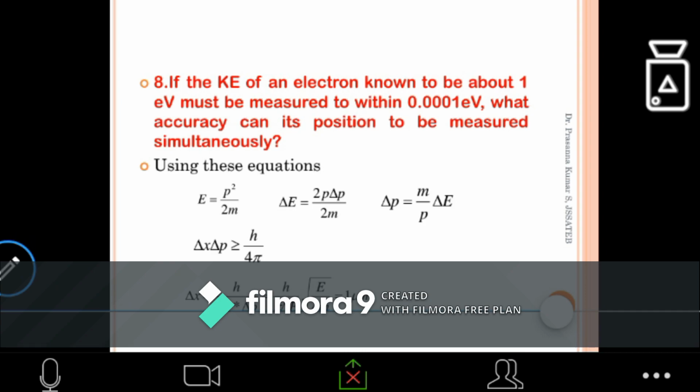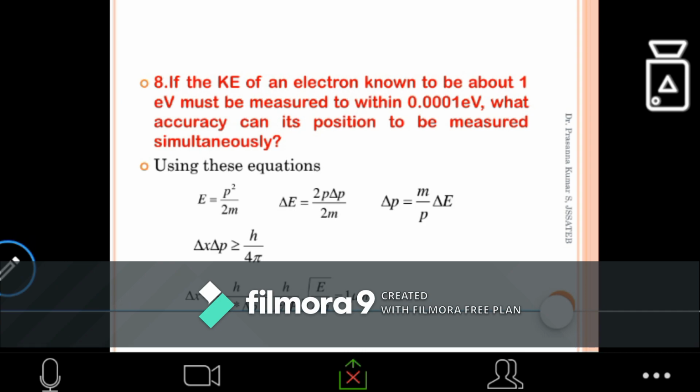And now you have the values. H is Planck's constant, pi the value. Delta E is given to be 0.0001 eV, that is the probable accuracy in the energy, that is delta E. So you substitute for eV also. In place of delta E, substitute 0.0001 into 1.6 into 10 to the power minus 19 should be considered.